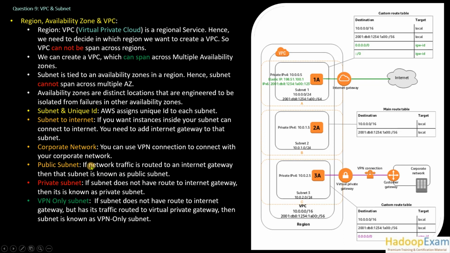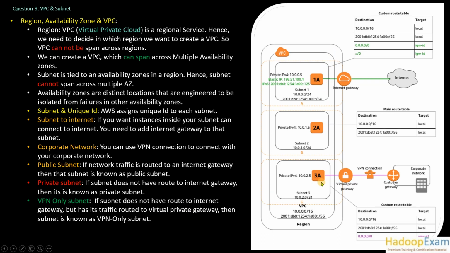Public subnet: if network traffic is routed to an internet gateway, then the subnet is known as a public subnet. Private subnet: if a subnet does not have a route to an internet gateway, then it is known as a private subnet. So here you can see that wherever it is destined to go, it is not an internet gateway, it is not attached to an internet gateway, so that is a purely private subnet. VPN only subnet: if a subnet does not have a route to an internet gateway but has its traffic routed to a virtual private gateway, then the subnet is known as a VPN only subnet.